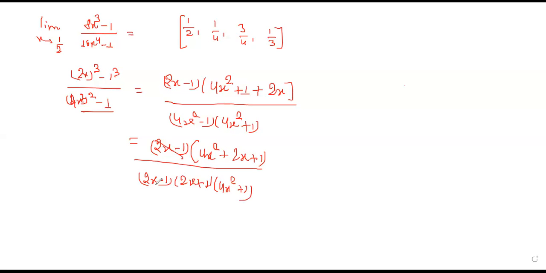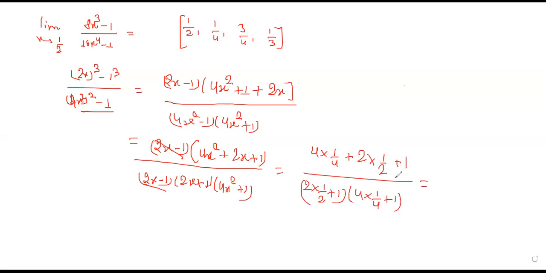Now cancel 2x minus 1. Now put x is equal to 1 by 2. 4 into 1 by 4 plus 2 into 1 by 2 plus 1, divided by 2 into 1 by 2 plus 1, into 4 into 1 by 4 plus 1. It means this cancels, this cancels. 1 plus 1 plus 1 is 3, divided by 1 plus 1 is 2, 1 plus 1 is 2. It means the answer will be 3 by 4. Any problem? No. Write down.